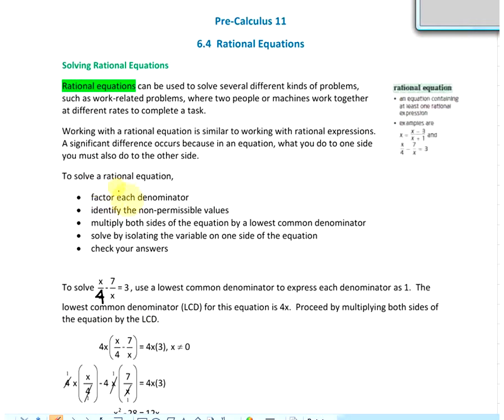To just review the steps with you, we factor each denominator, we identify our non-permissible values, we multiply both sides of the equation by a lowest common denominator, and we solve by isolating the variable on one side of the equation. Now, just to remind you, you can get two kinds of equations, at least at this point. One will be linear, and the other can be quadratic. And then, of course, with solving equations, you should always check your answers.